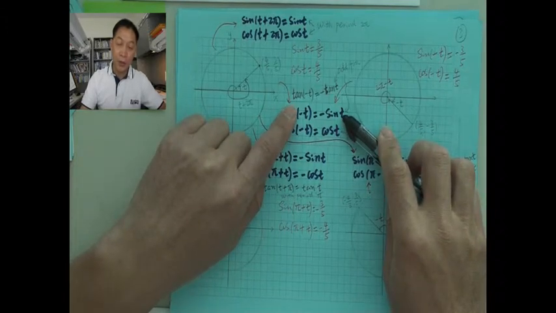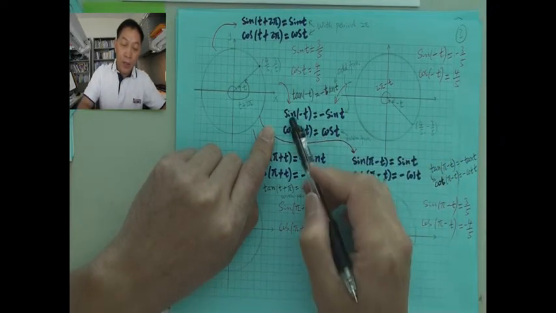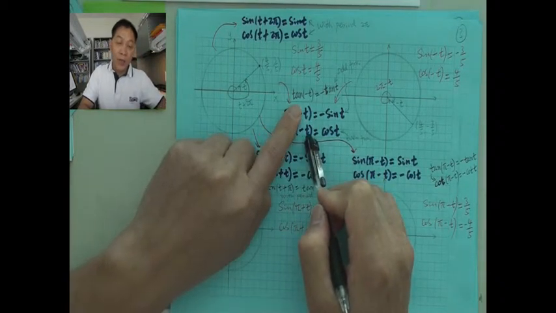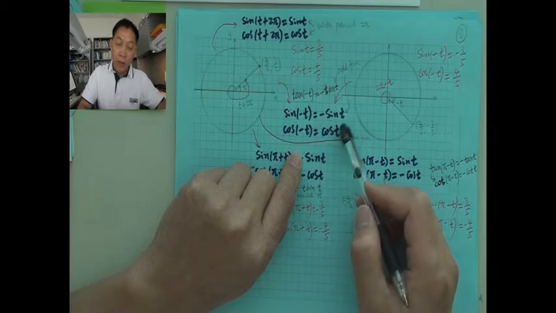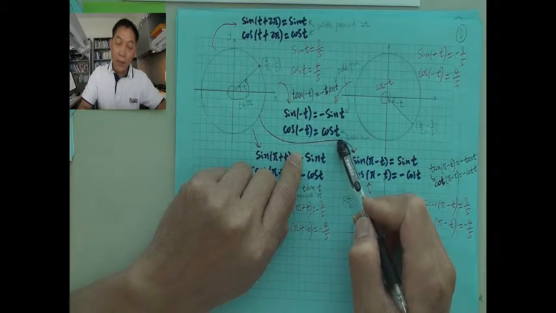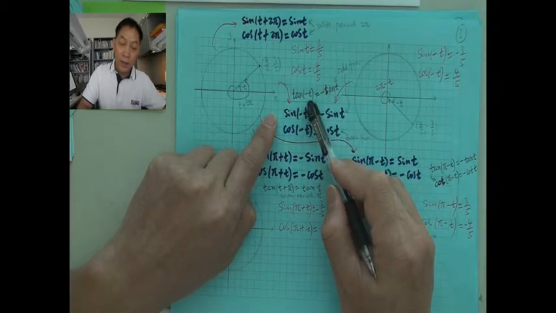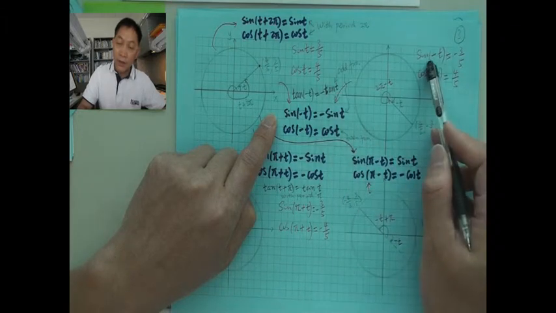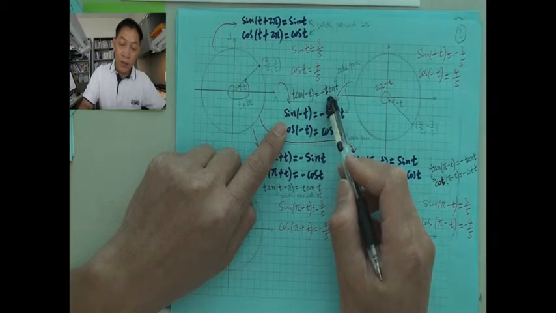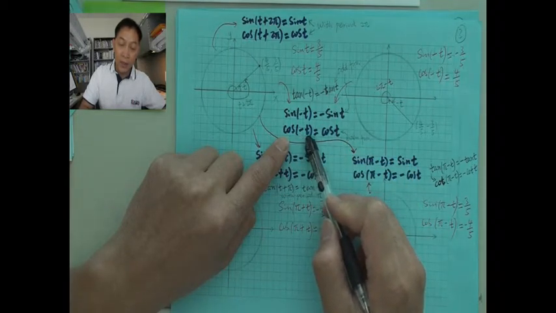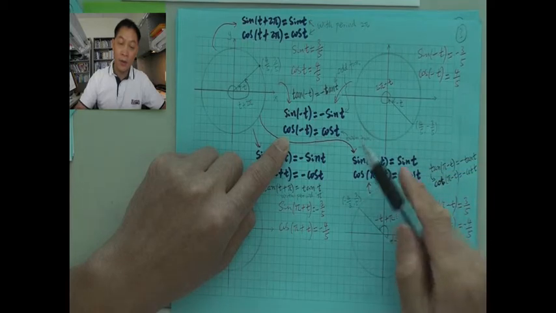Now you should probably remember that sine is y, cosine is the x coordinate. If you use sine negative t divided by cosine negative t, you get tangent negative t. Since they are equal, negative sine t over positive cosine t, you still get negative. And sine t over cosine t is tangent t. So tangent negative t is negative tangent t. So sine negative t is negative sine t, and tangent negative t is negative tangent t. Cosine negative t is just cosine t.